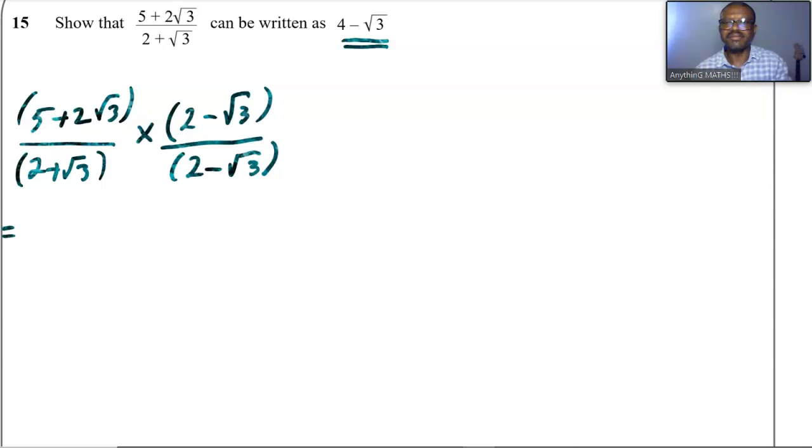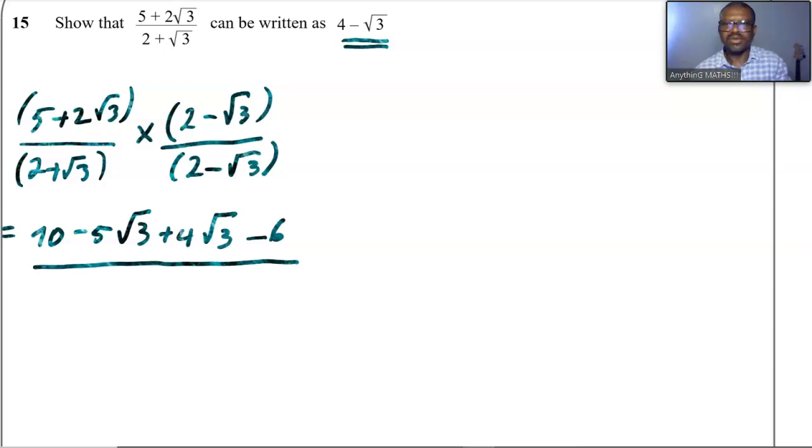If you expand the numerator, we're going to get 10. 5 by 2 is 10, and we're going to have 5 root 3. If you multiply, you're going to get 4 root 3, and this will give us 6. Also the difference of 2 squares, so 2 squared minus root 3 all squared.